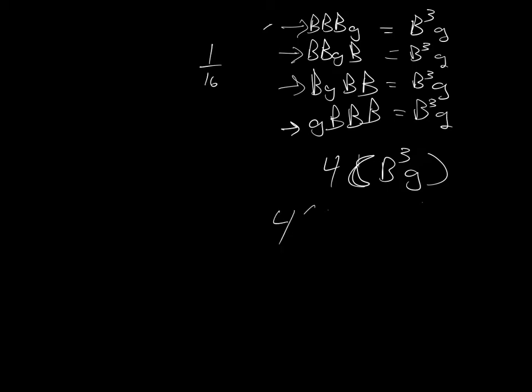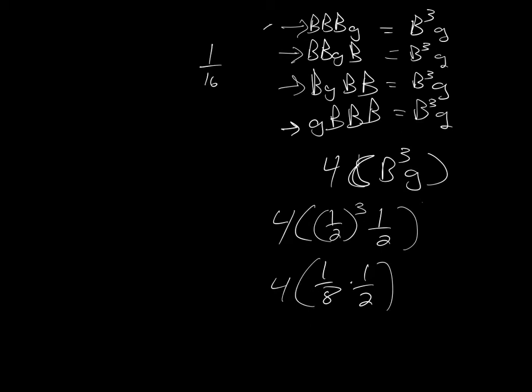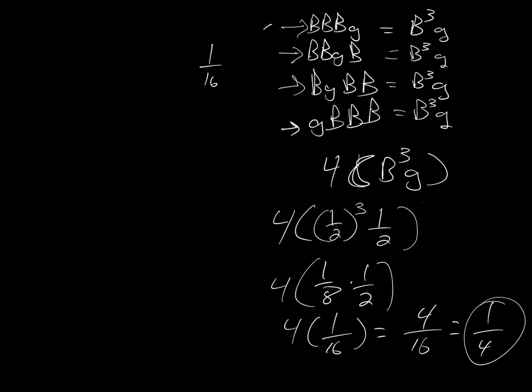And so it'd be four times the probability of getting boys, which is 1/2, cubed, times the probability of having a girl, which is 1/2. So doing the math, two times two times two is 8. So that would be 1/8 times 1/2, which is 1/16. Times 4, so it's 4 times 1/16, which is equal to 4/16, which is equal to 1 over 4. So I can get the same answer this way. That is a choice to make it shorter by using a formula. It's pretty much the same math, just two ways of doing it.